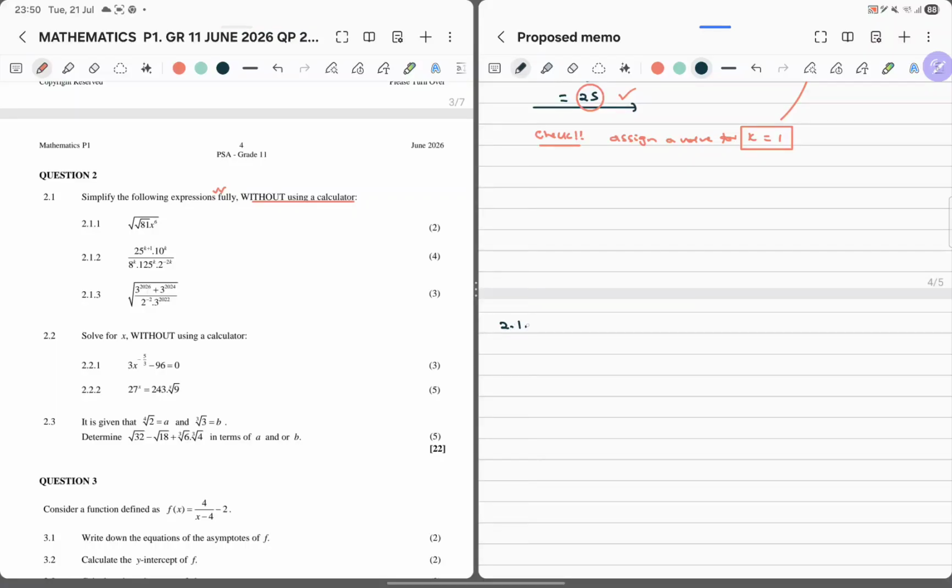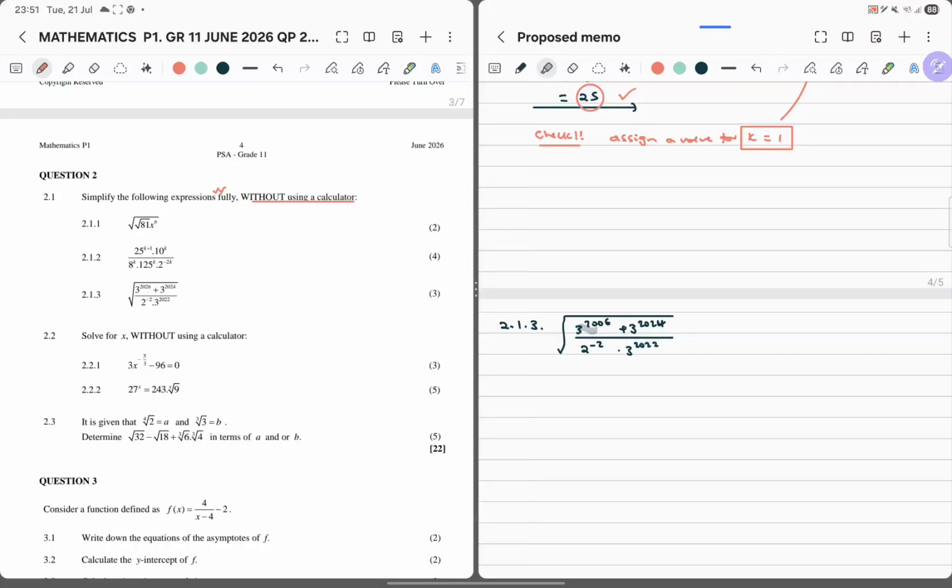All right, so let's have a look. We've got 2.1.3. This one is these nice types of questions. The square root of 3 to the exponent 2006 plus 3 to the exponent 2024, all divided by 2 to the minus 2 times 3 to the exponent 2022. Great. So of course, folks, inspection is important.